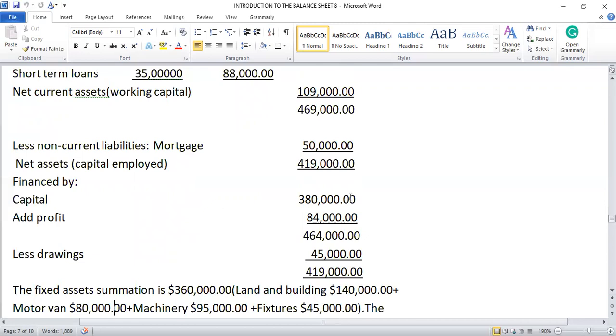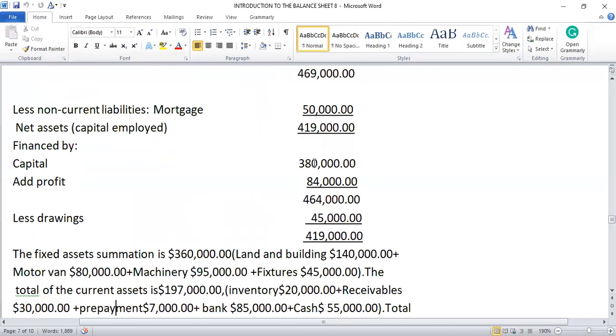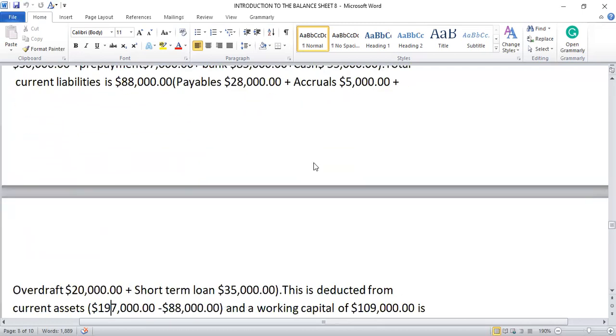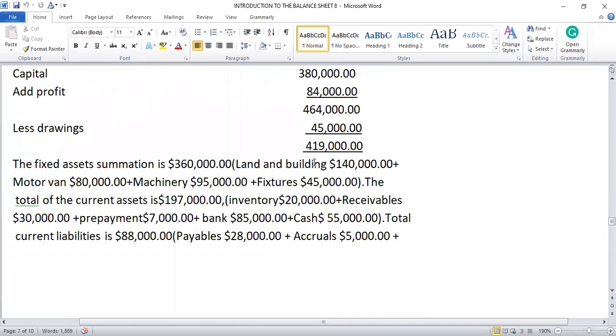$380,000. Then you add profit, $84,000. It will be $464,000. You deduct your drawings, $45,000 from it. Then you get $419,000, which is equal to this figure. So I hope it is well understood. Let us go to what happened.